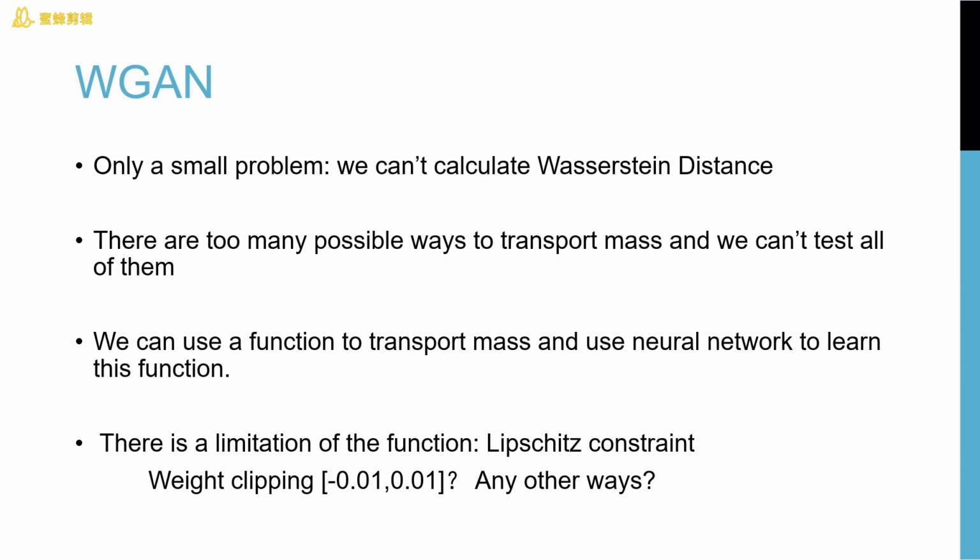Unfortunately, this kind of optimization is not practical in many cases, certainly not in domains where GANs are usually used. In our example, we use a one-dimensional random variable. For many applications, like images in our demo, the input can easily have thousands of dimensions, so we can't calculate an exact Wasserstein distance. Fortunately, we can use a function to transport mass and use a neural network to learn this function. But there is a limitation on the function, which is called the Lipschitz constraint. The author of WGAN used weight clipping, which means limiting the weights of the neural network to a certain region to meet the limitation.